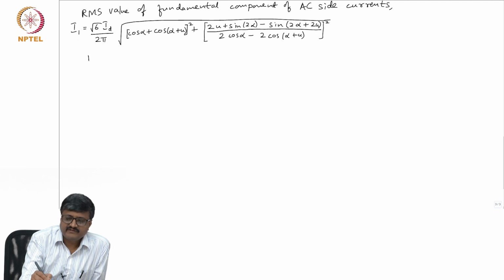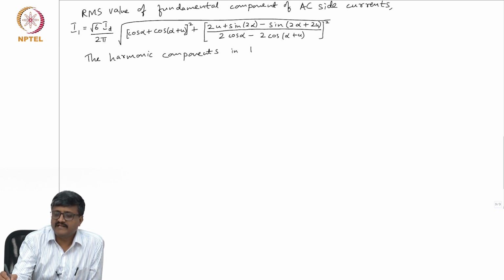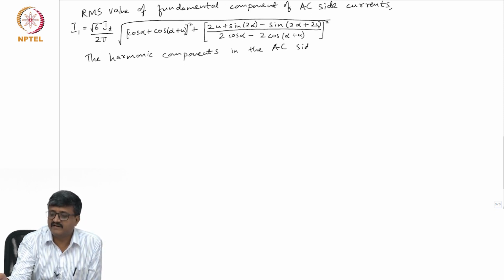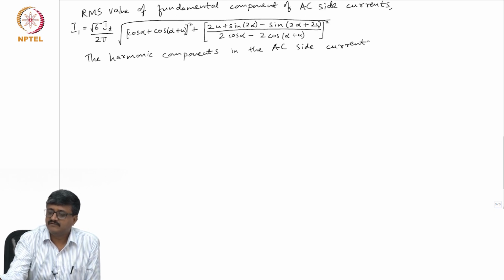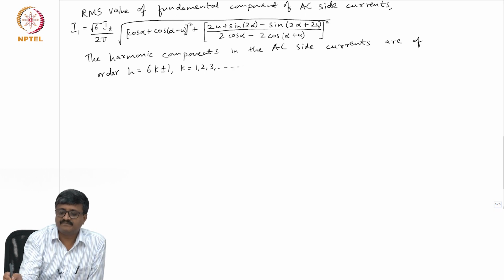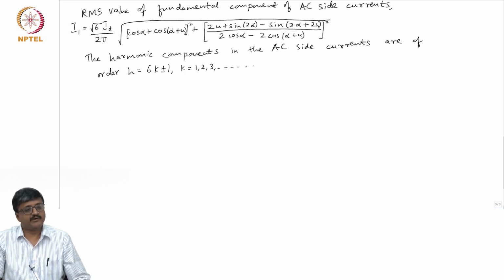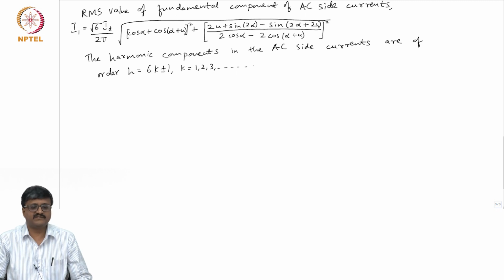So, the harmonic components in the AC side currents are of order H equal to 6k plus minus 1, where k takes all positive integer values. Okay. So, if you put k equal to 1, you get 5 and 7, k equal to 2, you get 11 and 13, so on. Okay. So, these are the order of the harmonics.